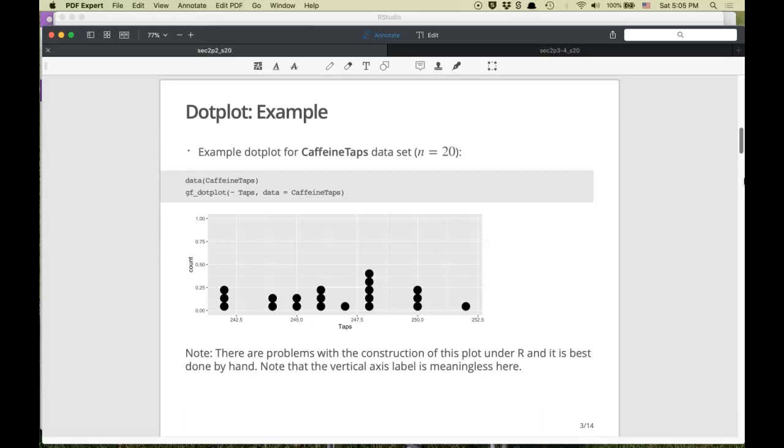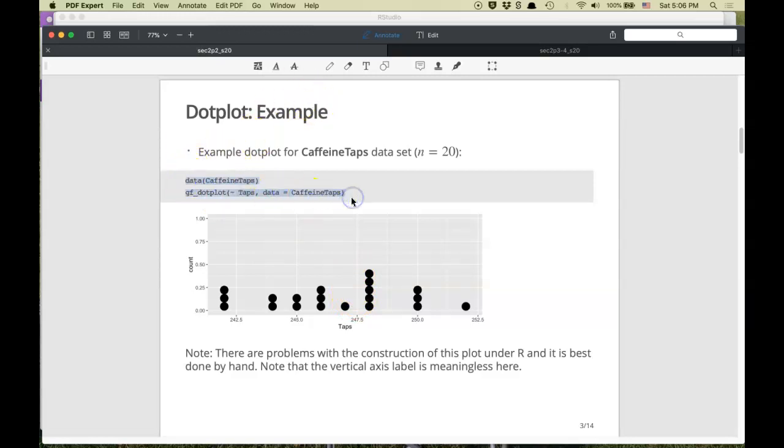Now this is not really a graph that R is very excited to produce for us, one might say, because the scale that's produced is, as I've noted here, kind of meaningless. It's just a count, but it doesn't even count the number of dots. So really you're focusing on the distribution of the dots here. We can adjust the size of the dots if we wanted to.